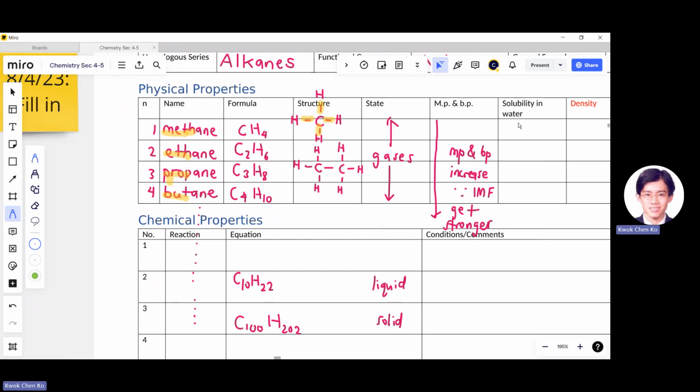About solubility in water. I said that these are all covalent compounds. Are they soluble in water? Yes. Okay, no. That should be easy to remember.